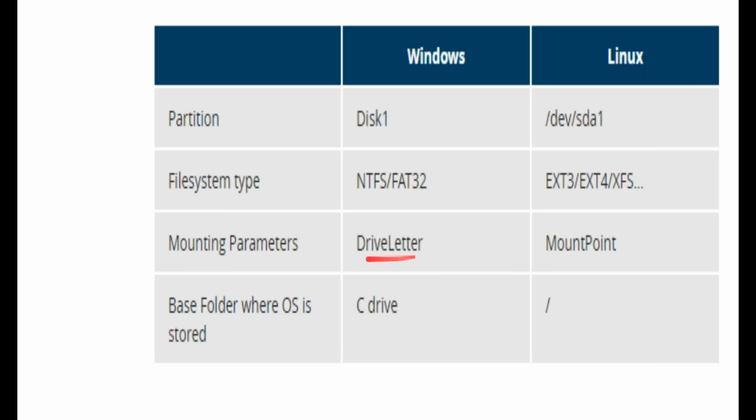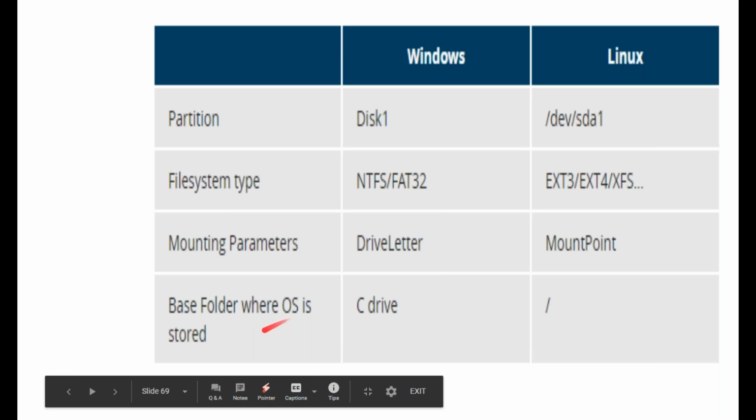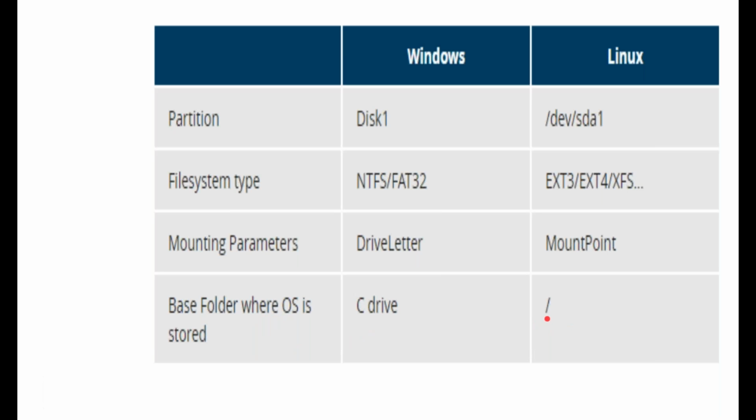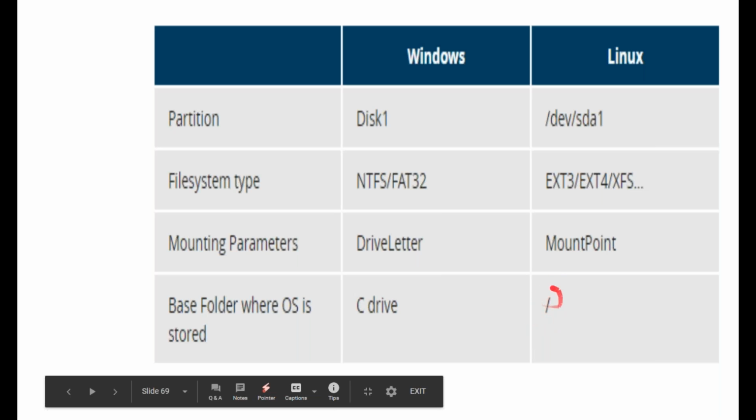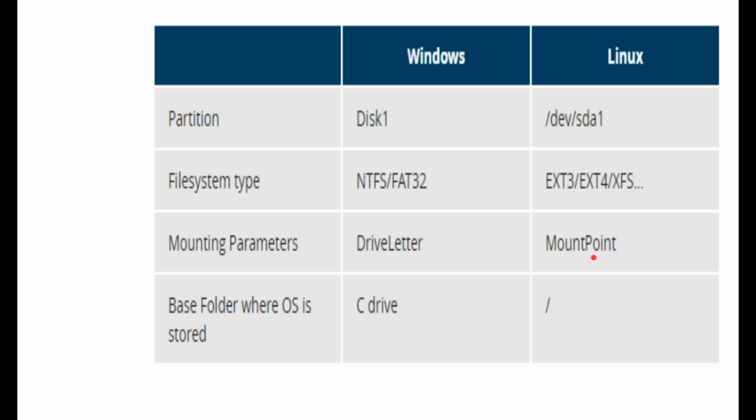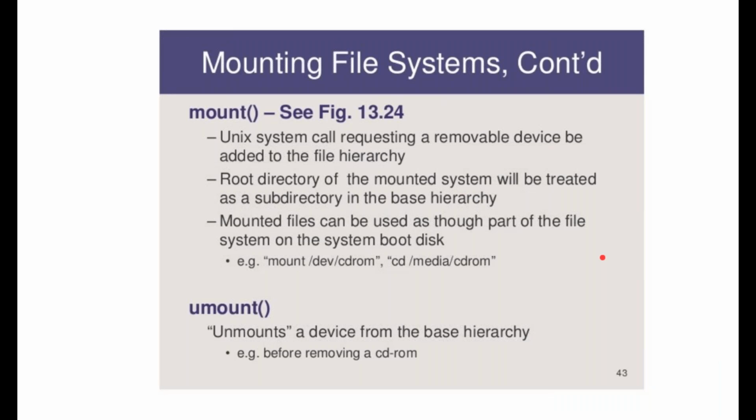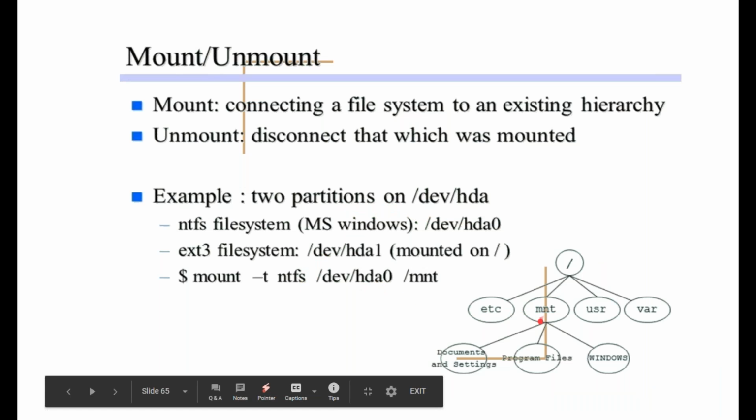Mounting parameters: in Windows, you can mount to D drive, E drive, C drive. It has a mounting point, the MNT folder in a root directory. The folder where the OS is stored is your C drive. Here it is the root. So this is the root where mounting takes place, and it consists of your parent tree structure. And here the mounting point is there. I told you about this one, that MNT folder. So this is your mounting. The root has a mounting point, and that is the mounting folder, the MNT folder.